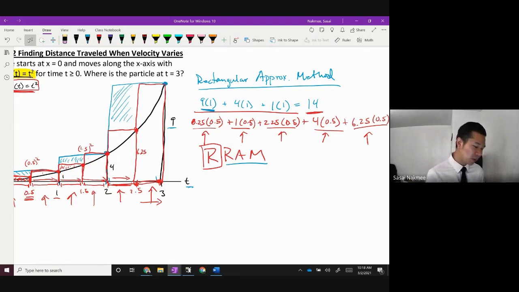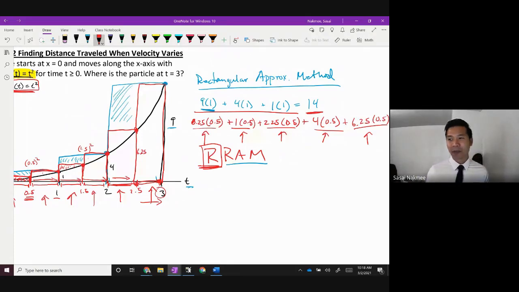RRAM stands for the right rectangular approximation method. When you look at the right value of that rectangle, you go based off of what that number is on the right, and you calculate the height of that rectangle based off of what the function output value is on that side. That's what the R stands for. So you use RRAM to calculate the rectangular approximation using the height of the right side of your rectangle.